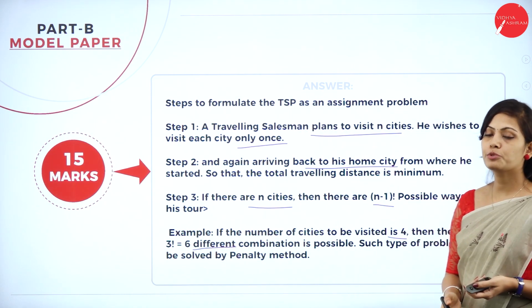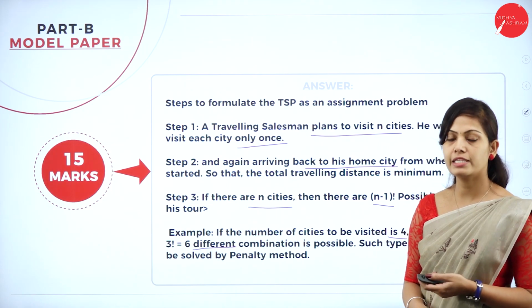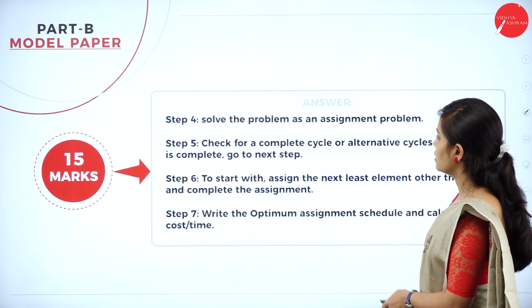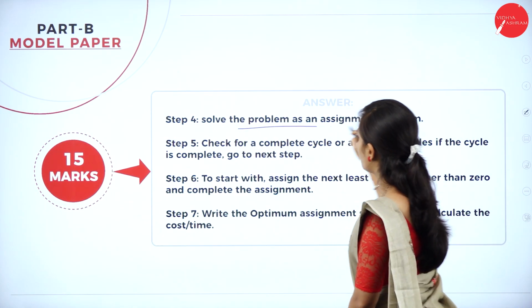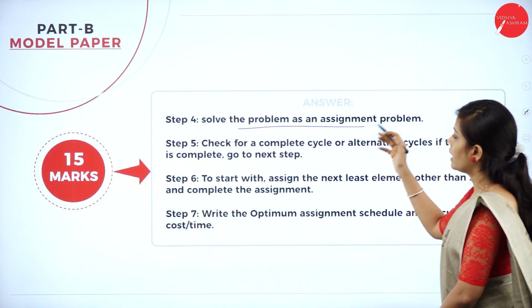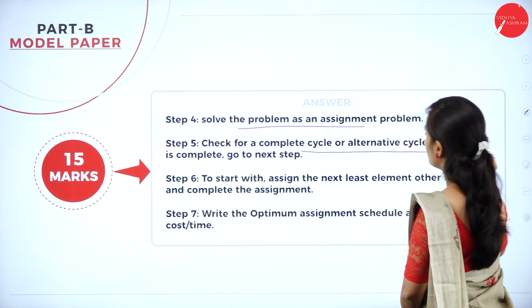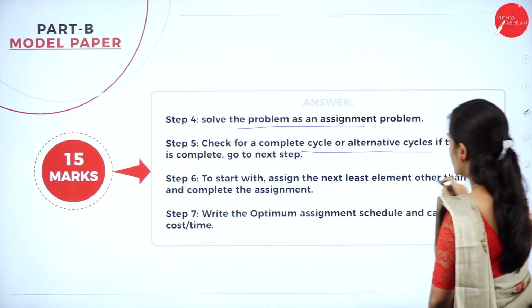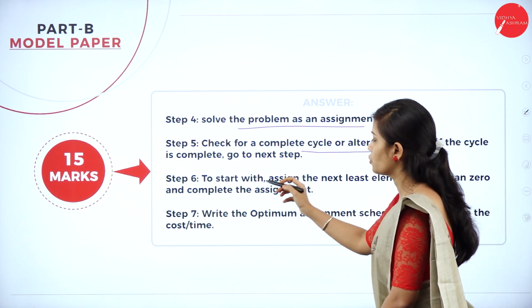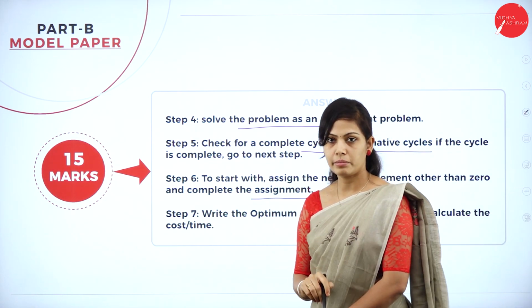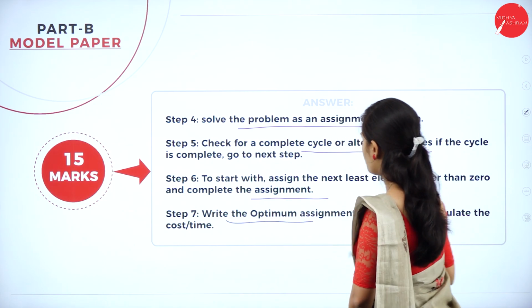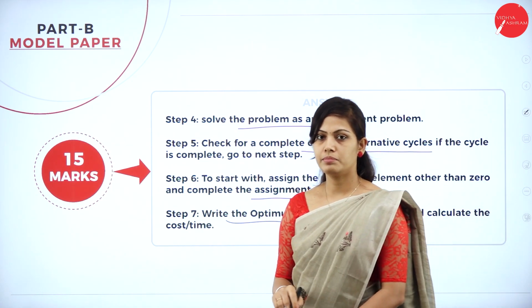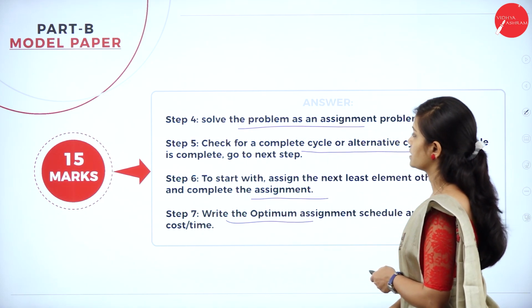So these are the steps you have to explain for the traveling salesman problem computational procedure. The next step is to solve the problem as an assignment problem and check for a complete cycle. Next, start by assigning the next least element other than 0 and complete the assignment. Write the optimum assignment schedule and calculate the cost and time. This is about your traveling salesman.